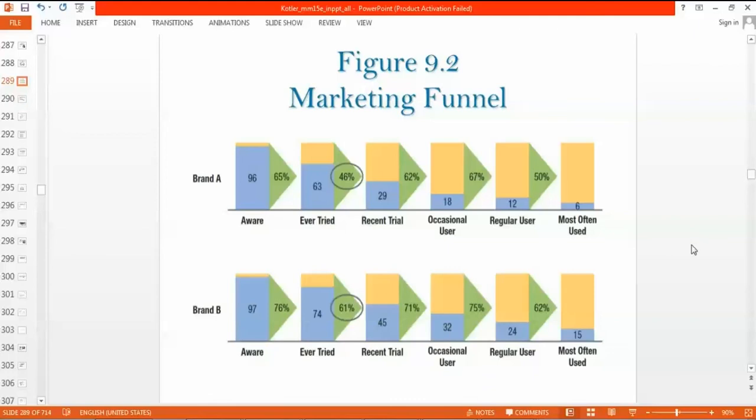So that can also be identified when we conduct the clustering. What is the population that is aware? 96 from the total population of 150, something like that. How many percent ever tried? 63. How many percent is recent trial? 29. Occasional user? 18. Regular user? 12. Most often use, 6. So that is in the clustering.